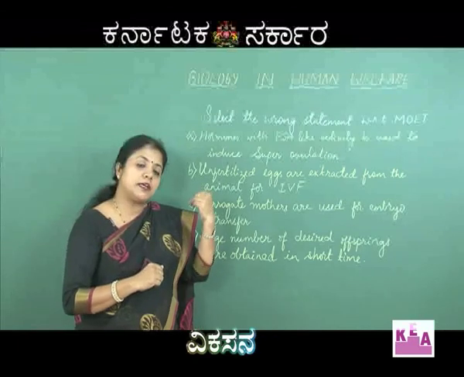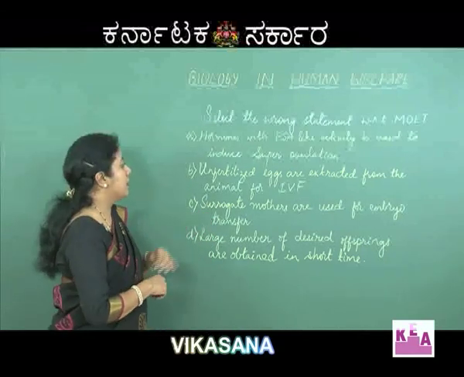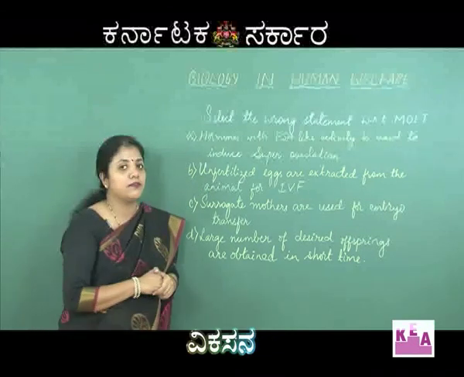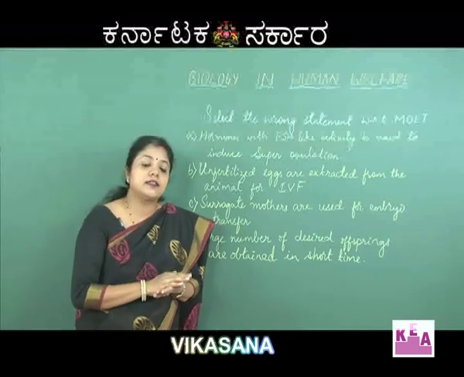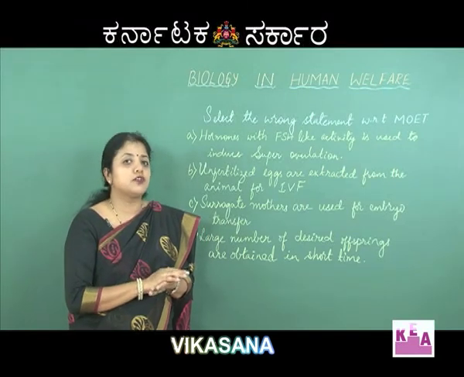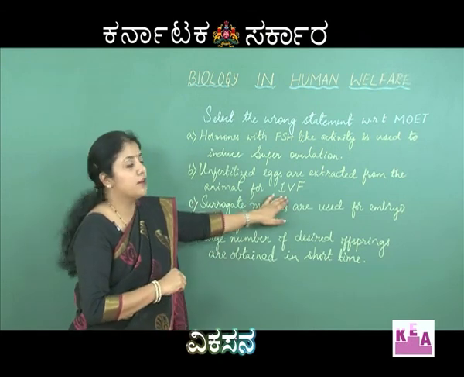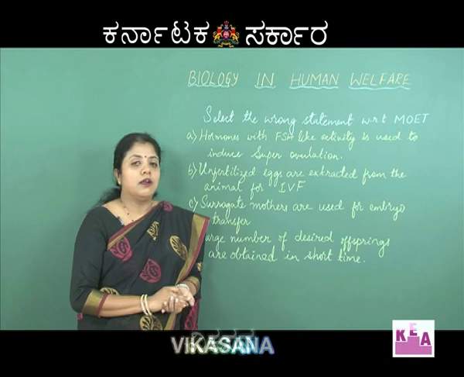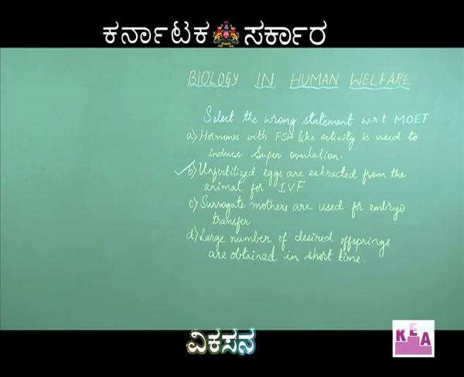Now, in this particular set of statements, you will observe that all the statements are correct except statement B, that is, unfertilized eggs are extracted from the animal for IVF, which is the wrong statement, because instead of the unfertilized egg, it has to be the fertilized egg that is extracted, and there is no IVF being performed in this particular technique. Hence, statement B is the wrong statement, and this option is the right answer for this particular question.